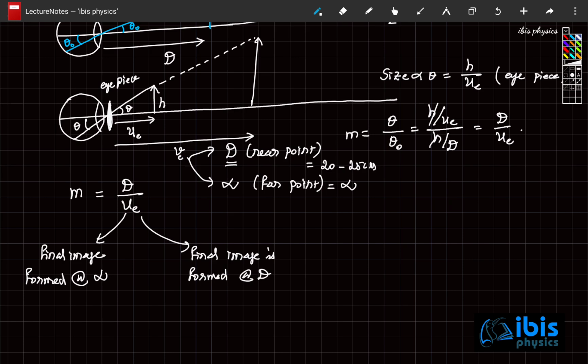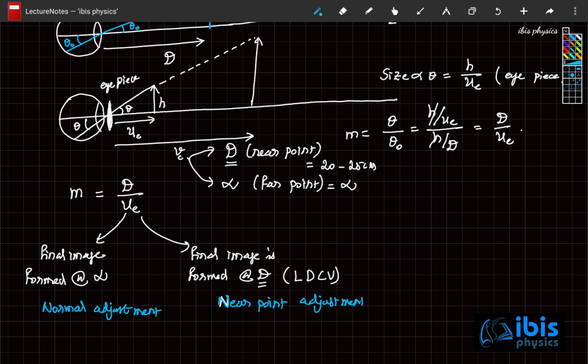Because the final image is formed at the distance which we call the least distance for clear vision, this is called near point adjustment. If we choose UE such that the final image is formed at infinity, that is called normal adjustment. If you choose UE such that the final image is formed at near point, that is called near point adjustment.